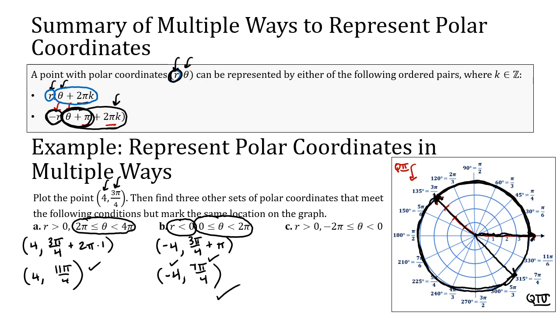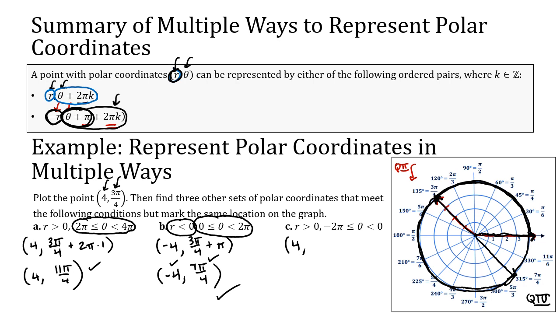Okay, the last one, part C. I want a radius that's greater than 0. Great. I like it when the radiuses stay, because I know if it started as 4, it's going to stay 4. But now I want the theta, it looks like I want it to be a negative value, because it's got to be between -2 pi and 0.